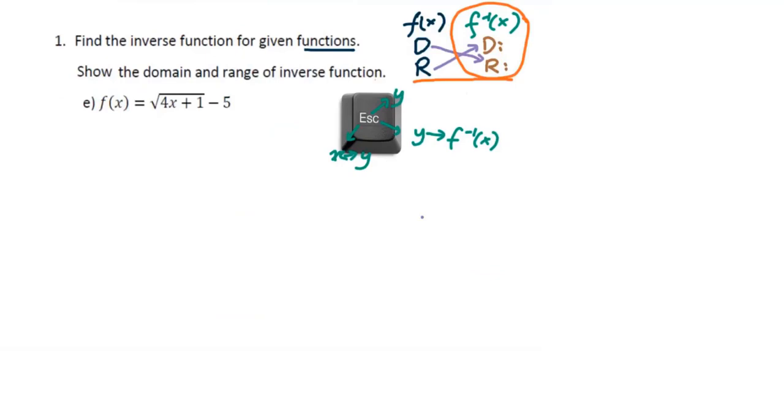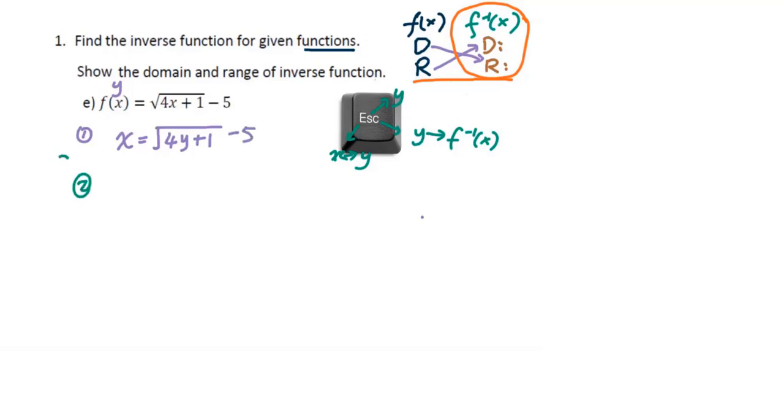Now let's go to E. f(x) equals the square root of 4x plus 1, minus 5. Still, we have to use the step, that's the escape button. f(x) is y. So the first step is to switch x and y. We get x equals the square root of 4y plus 1, minus 5.